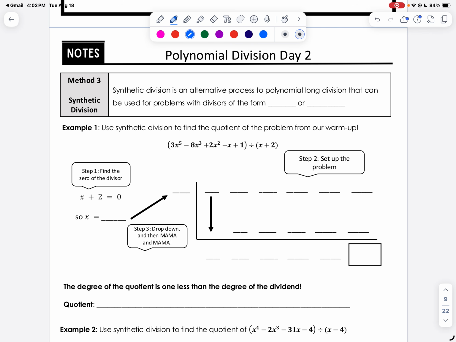This is polynomial division day 2, and in this lesson we'll be focusing on synthetic division. This is our third and final method. Now, synthetic division is just an alternative process to polynomial long division that can be used for problems with divisors of the form x plus a or x minus a. So it won't work with every long division problem in the world, but it will work on some. And the ones it'll work on, it's a great shortcut to know.